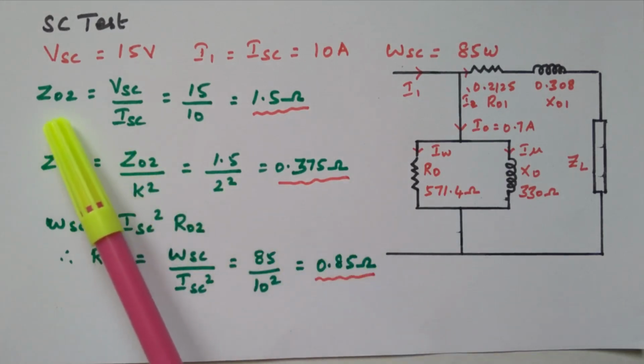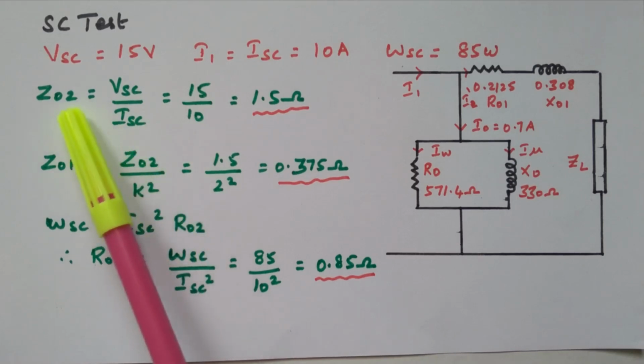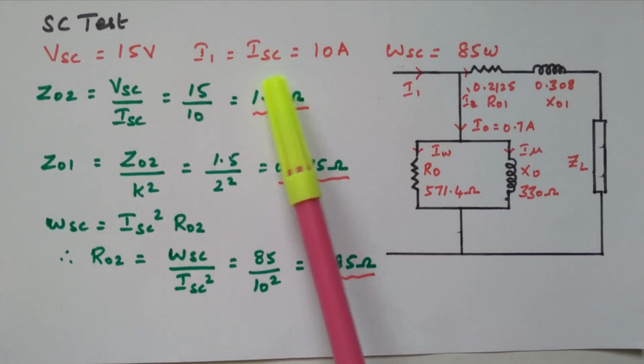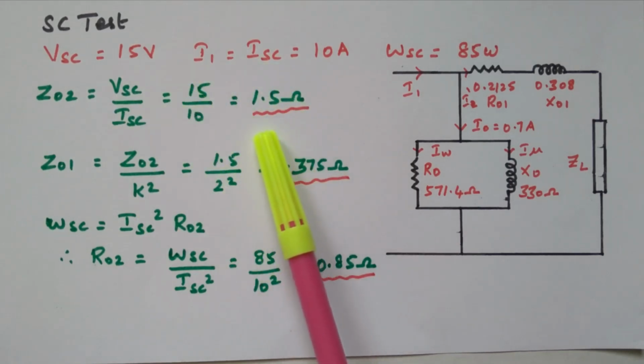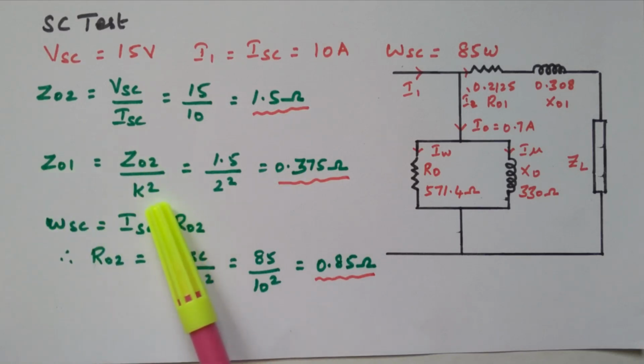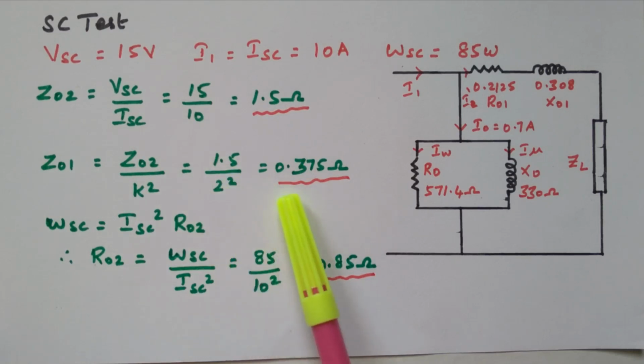Now we will find Z02. Z02 equal to VSC by ISC, referring to the secondary circuit. So 15 by 10, these two values VSC and ISC are available, so it is 1.5 ohm. Then Z01, referring to the primary side, is Z02 divided by K square. So that is 1.5 divided by 2 square, it is 0.375. So we got the Z02 and Z01 values.